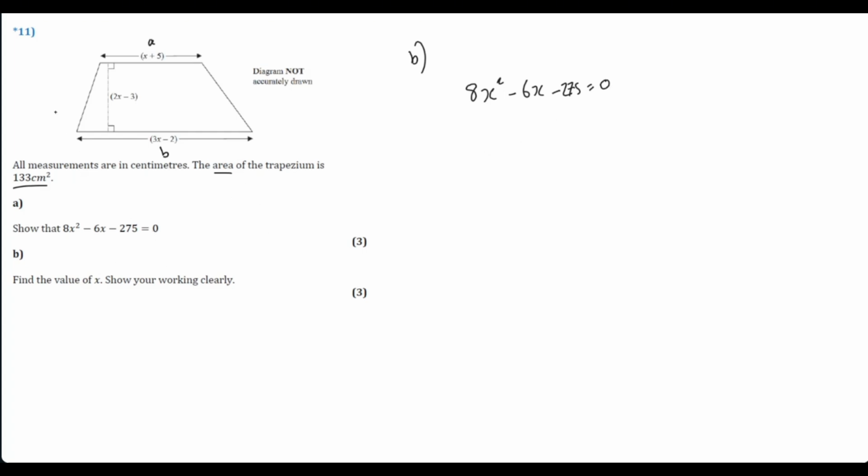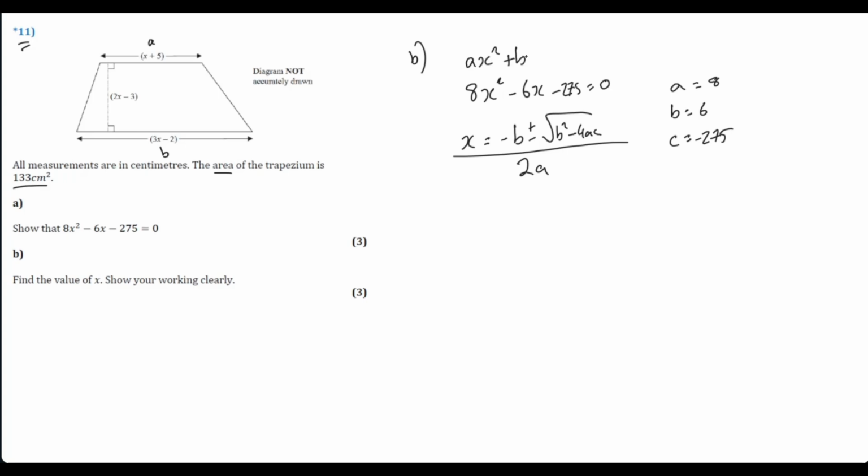What I would do here is, as it's a calculator question, probably need to use the quadratic formula. Now, if we need to use a quadratic formula, that's fine. They do give it to you, but what it is, x equals minus b plus or minus square root of b squared minus 4ac divided by 2a. Okay, so a is 8, b is minus 6, and c is minus 275. We can base this off the quadratic format, ax squared plus bx plus c equals 0. So that's why these are what they are. What I can do next is put it into the quadratic formula.